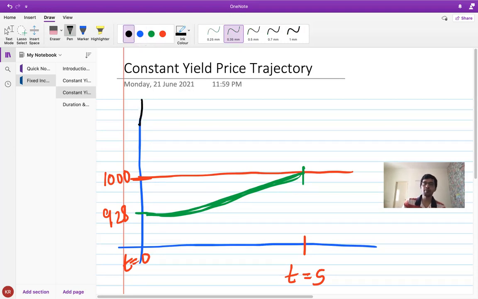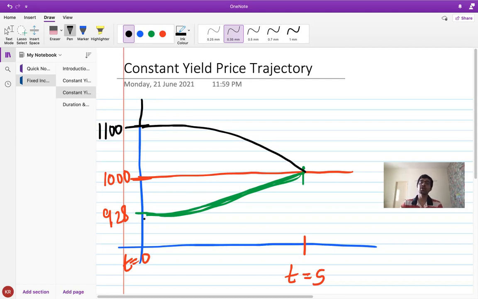For a premium bond, meaning if the bond's intrinsic value right now is, let's say, 1100, the price trajectory for a premium bond is also going to be a curve. Apologies, I'm very bad at drawing. It is also going to be a curve, something like this.